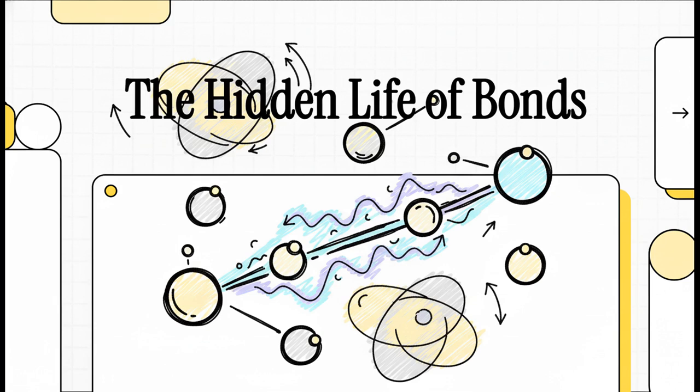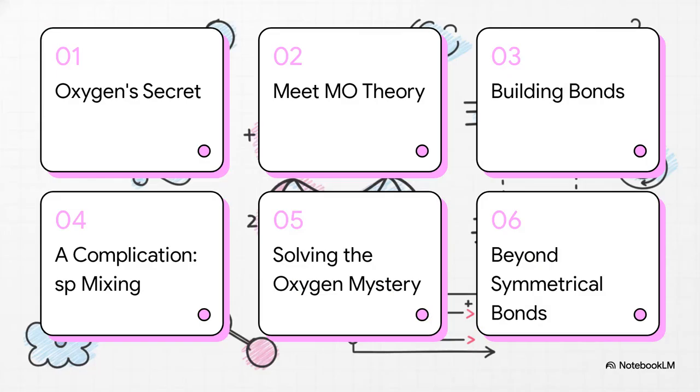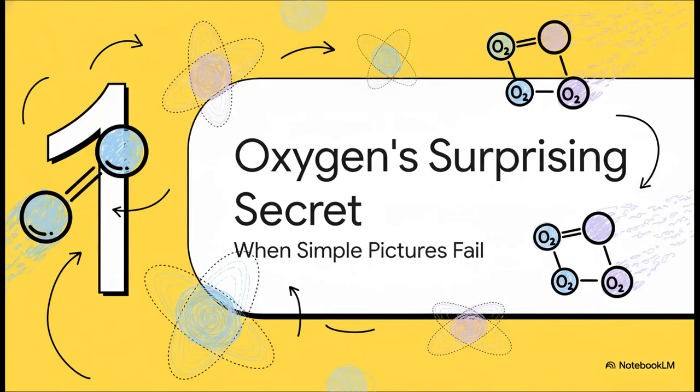Today, we're going to pull back the curtain on that hidden life using a seriously powerful idea called molecular orbital theory. So here's the plan. We're going to start with a pretty weird secret about the oxygen we're all breathing right now. That'll lead us to meet the theory that can actually solve the puzzle. Then, we'll build some bonds from the ground up, run into a tricky but super interesting complication, and then finally, we get to solve that oxygen mystery once and for all. After that, we'll even see how this all applies to more complex molecules. Let's get into it.